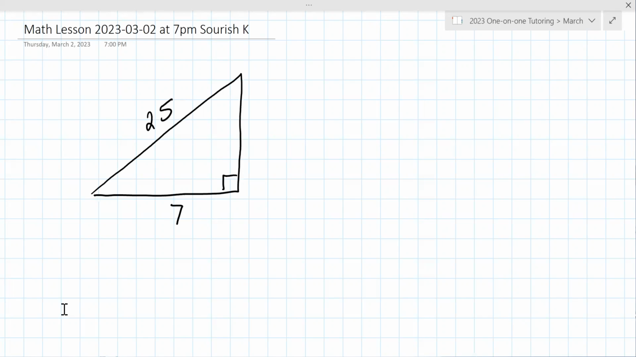The hypotenuse is given, Sourish. It's 25. Okay, then that's going to be the right leg. How do you find the right leg? What's the equation you use to find the right leg? A squared plus b squared equals c squared. Pythagorean theorem. That's right. Now, which two letters are given in this problem? Am I giving you A and B and C, or A and C?